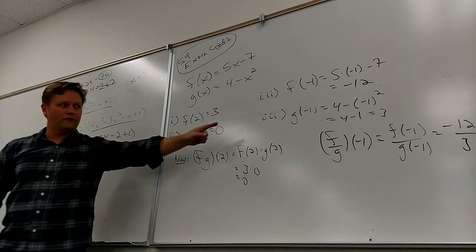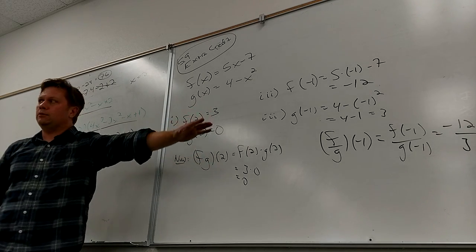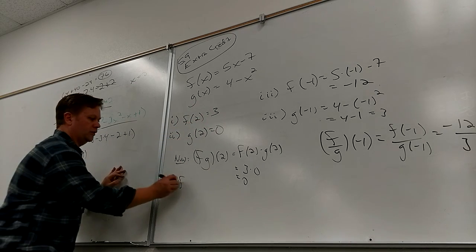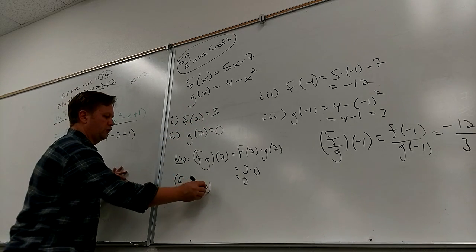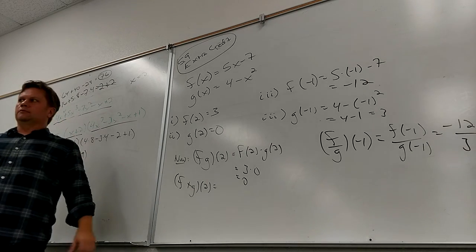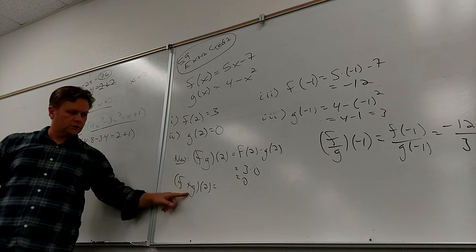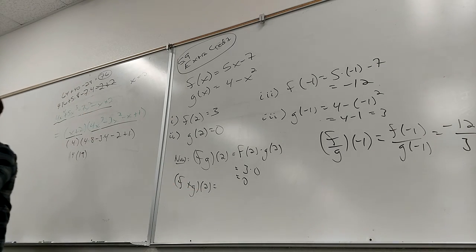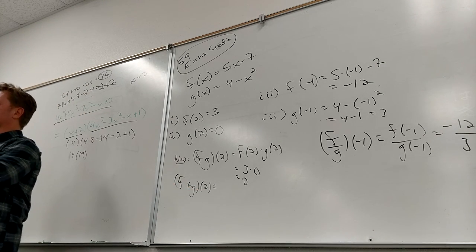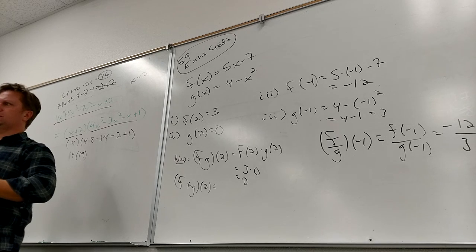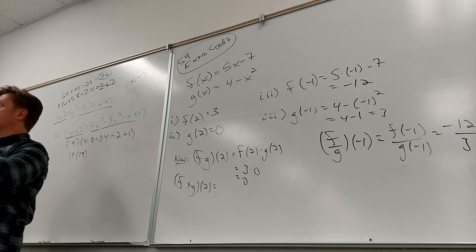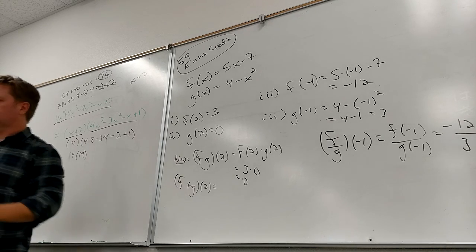So really at the heart of 3.9 is, if I see f sitting next to g, I multiply them. If I see f over g, I divide the outputs. If I see f plus g, well, that one's in your face. You just add them: f of 2 plus g of 2. If you see f minus g, you subtract. All right, that's all I'm going to say about 3.9. It's extra credit, but it's not difficult. So if you can find time, you can do it.